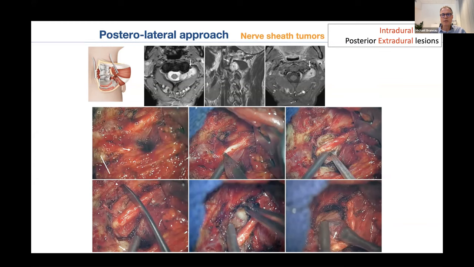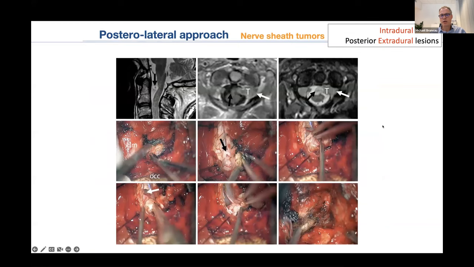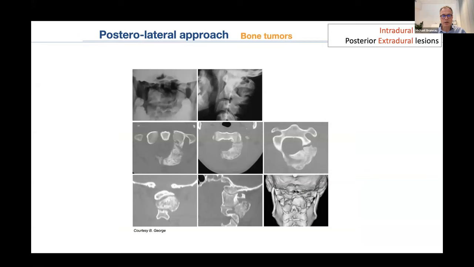So the posterior approach is well dedicated for this kind of tumor, as well as for dumbbell-shaped tumors extending intradurally, with, in this situation, the need to open the dura and have a more complex procedure in order to have, at the end, a watertight closure of the dura. But the risk remains low by this approach. Of course, this posterior approach is well dedicated for bone tumors, posteriorly located bone tumors. That is the approach that has to be used.